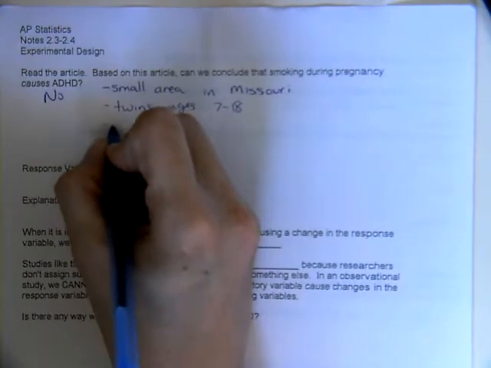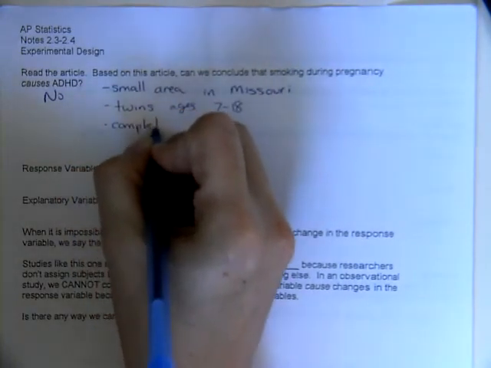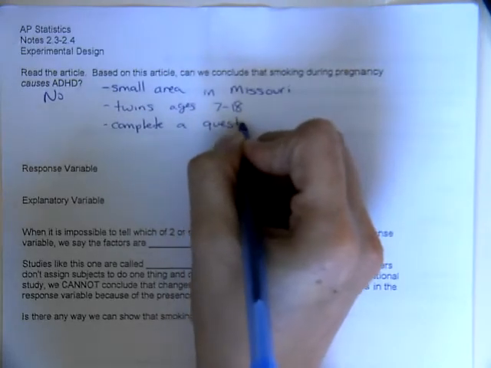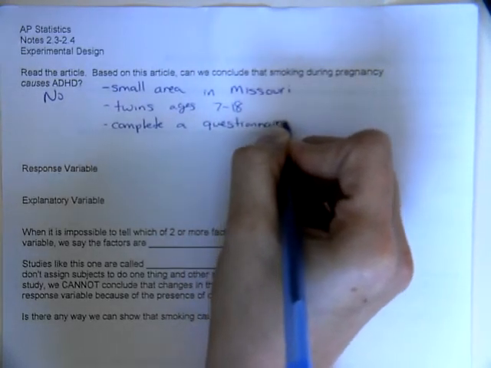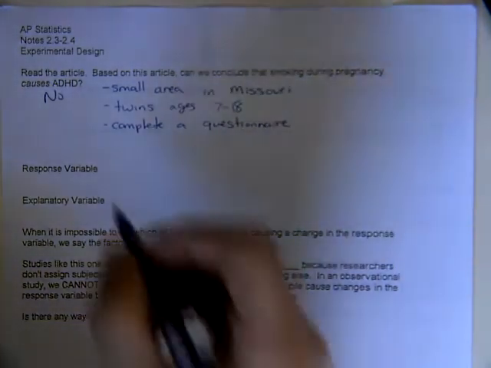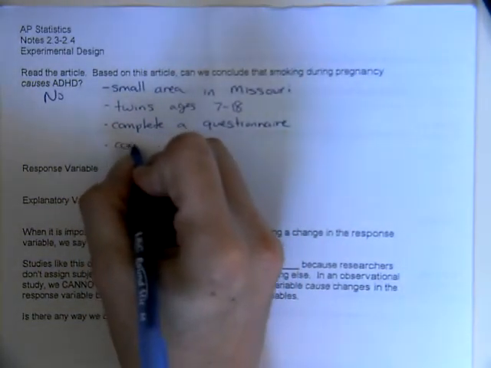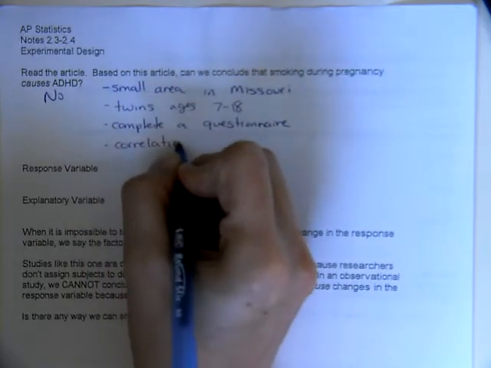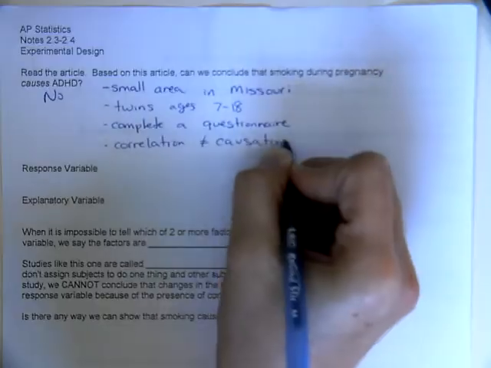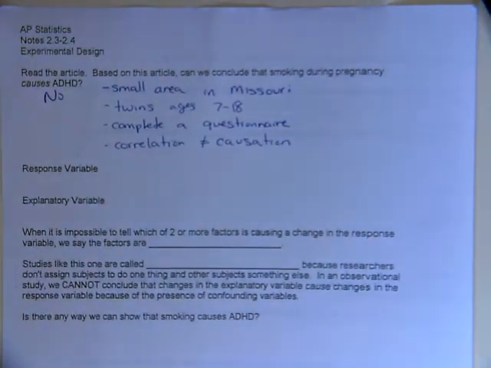So that's a lot of different things that you're looking at. And then they had to complete a questionnaire, which could lead to some response bias. They might not want to say that they smoked during pregnancy and all that stuff. And then you may have heard this before: correlation does not equal causation. You'll hear that a lot throughout this class. Because they completed a questionnaire, we can't really do cause and effect because it's not an experiment.